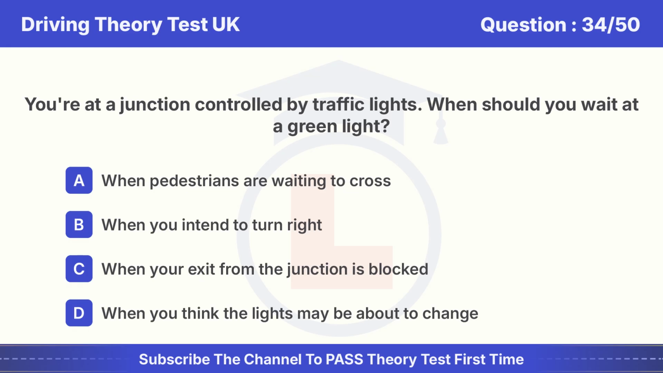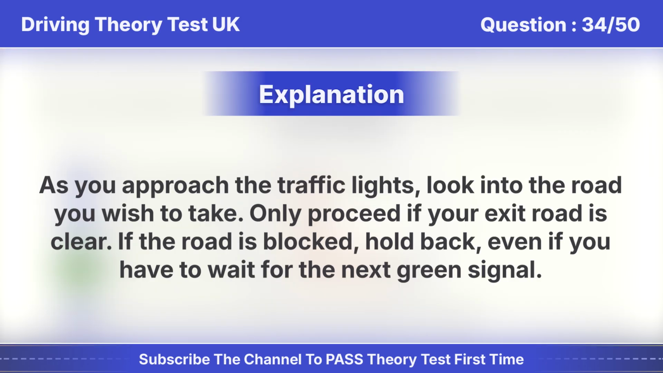Question 34. You're at a junction controlled by traffic lights. When should you wait at a green light? Answer is C. When your exit from the junction is blocked. As you approach the traffic lights, look into the road you wish to take. Only proceed if your exit road is clear. If the road is blocked, hold back, even if you have to wait for the next green signal.